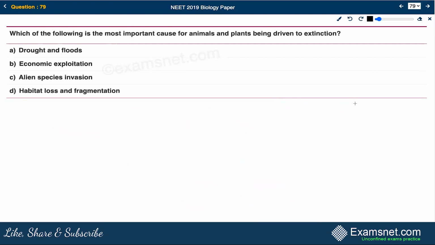Now, question number 79 says: which of the following is the most important cause for the animals and plants being driven to extinction? All right, that means you have to identify the main cause that is responsible for extinction. So there are basically four important parameters that are responsible for biodiversity loss. So loss of biodiversity is because of certain reasons.